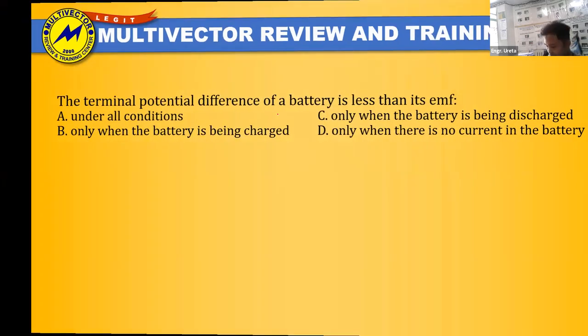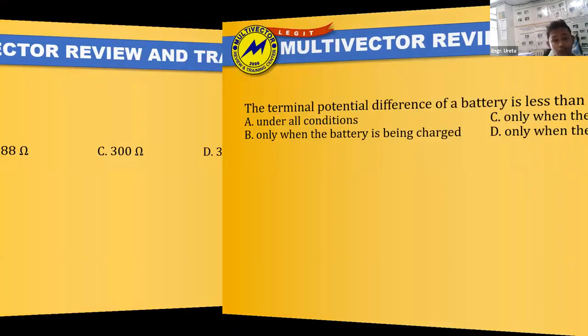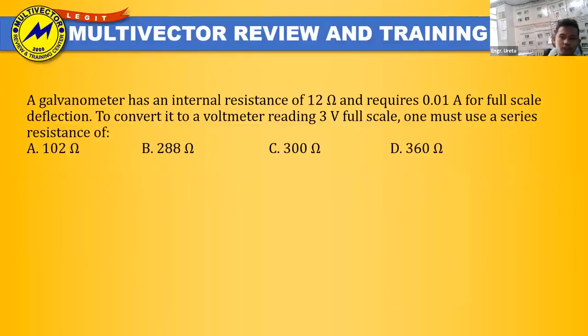Okay, next question is problem number 62. A galvanometer has an internal resistance of 12 ohms and requires 0.1 ampere for full-scale deflection. To convert the voltmeter reading to 3 volts full scale, one must use a series resistance of blank. With respect to galvanometer circuit, para ma-extend natin yung range ng galvanometer natin, nagko-connect lang tayo ng, so ito yung load natin, in terms of galvanometer, nagko-connect lang tayo ng series resistance with respect to the galvanometer natin.